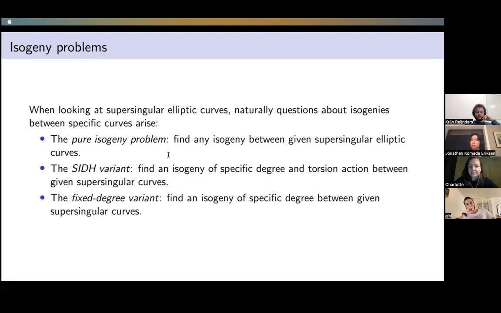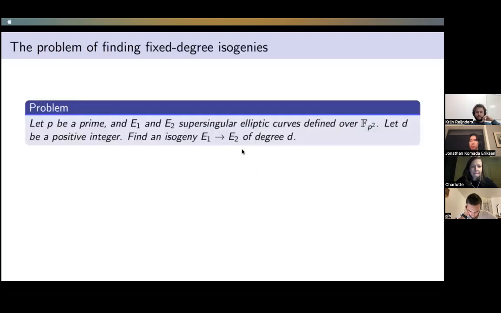And this is the fixed degree isogeny problem, which means we have two given supersingular elliptic curves, and we are also given a degree, and we want to find an isogeny between those two elliptic curves. And to just make this formal, we're working over a field of prime characteristic P, and we consider D to be the given positive integer, which is the degree of the isogeny we're looking for.